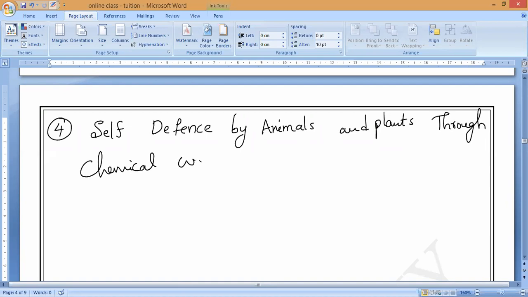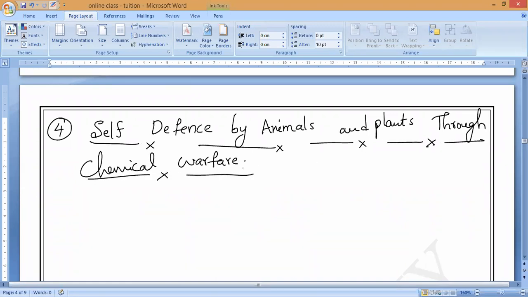Through chemical warfare. What do you mean by chemical warfare? Anybody? Through chemical substances, by injecting chemicals, they will be protected. Self-defense, we can say. So they protect themselves. That is what we should call chemical warfare. Now, this is the fourth point, very, very important. Please all of you keep reading. Self-defense by animals and plants through chemical warfare.